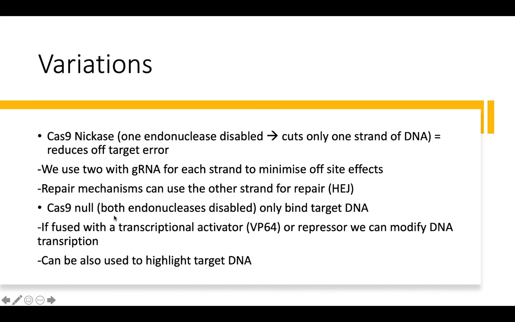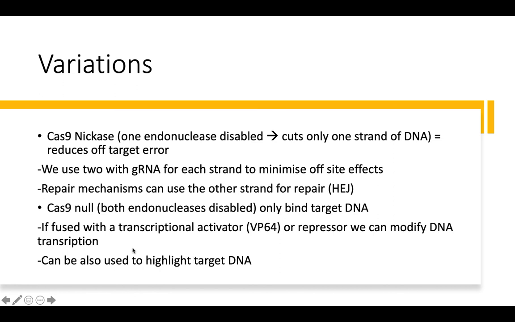There is Cas9 null, which has no endonuclease, so it can only bind the target DNA. What do we use this for? It can highlight DNA for me. It tells me, for example, that this DNA inside the cell is located here. It can bind it and tell you whether it is present or not. So it can look for mutations, errors, deletions, insertions, whatever you can highlight.